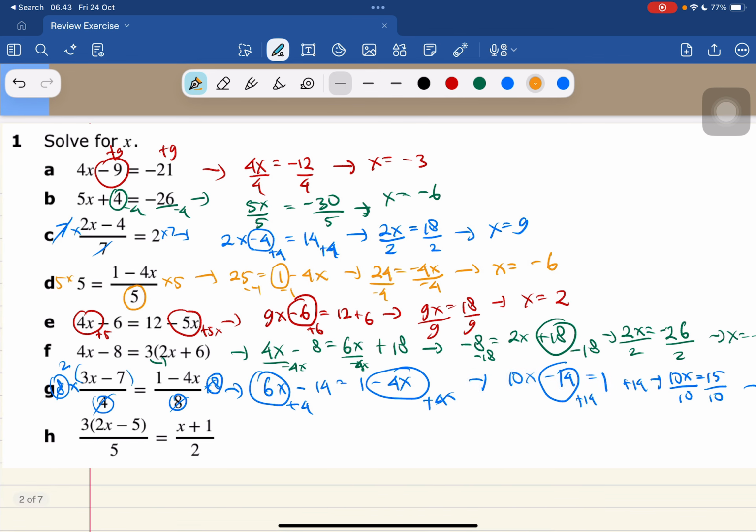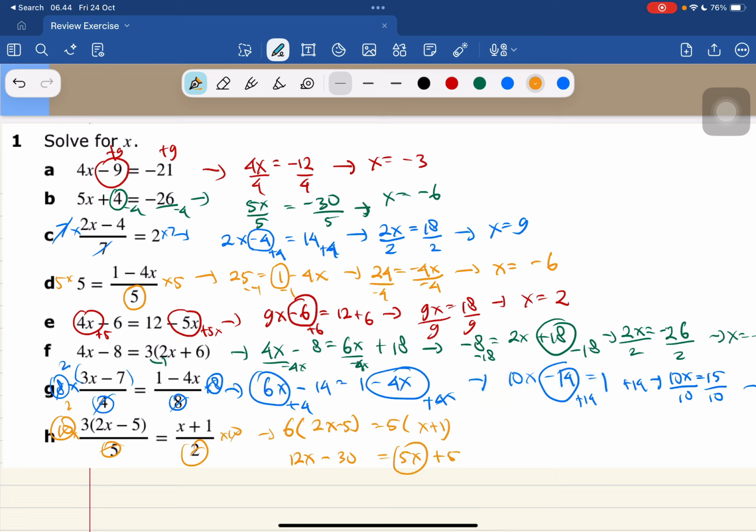Next, we got 5 and 2. To make the division disappear, let us times both sides by 10. 10 over 5 is 2, and times 3 is 6, in bracket 2x minus 5. And then here is 5 times x plus 1. Let us expand it. It's going to be 12x minus 30 equal to 5x plus 5.